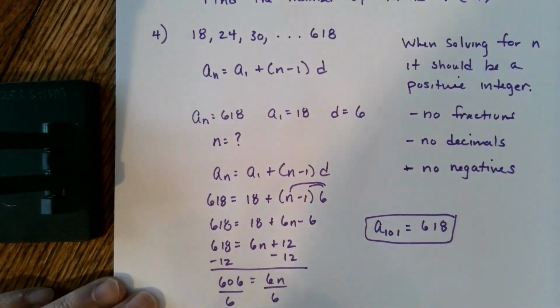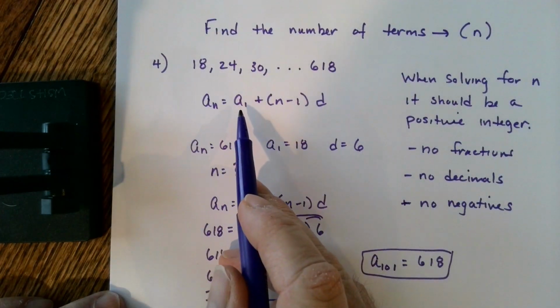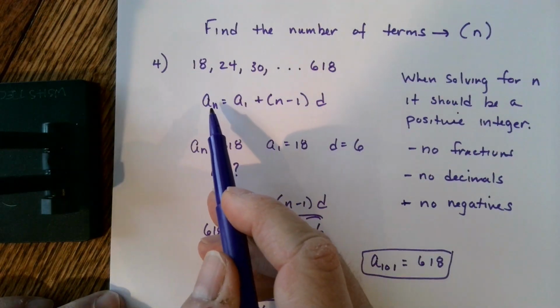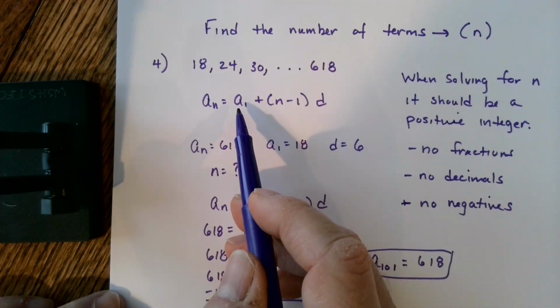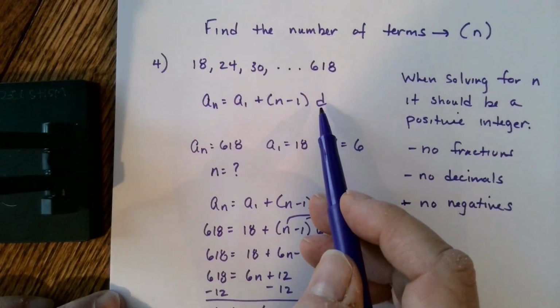So the explicit formula for an arithmetic sequence, a sub n is equal to the first term plus n minus 1 times d, can be used to calculate any term in the sequence, which is what a sub n represents, the first term, if you wanted to find just the first term value, the number of terms, or the common difference.